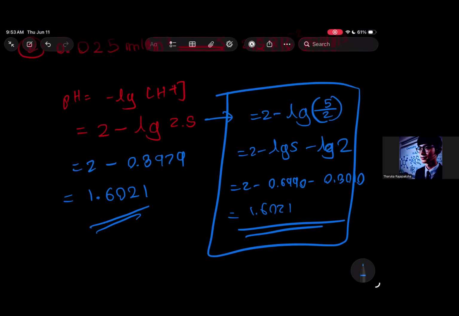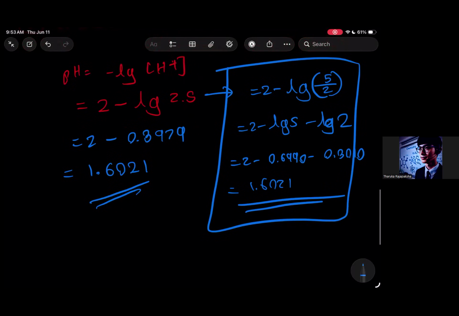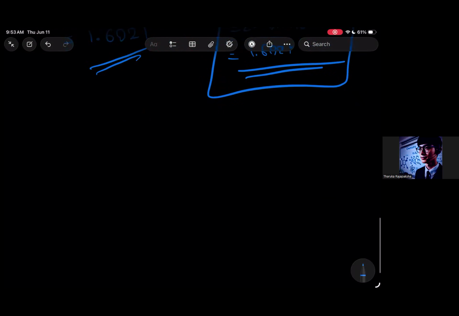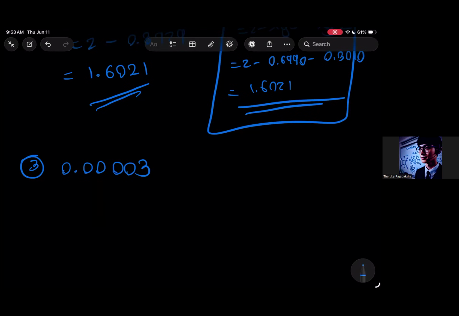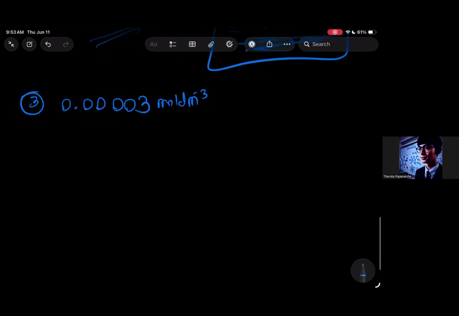It's good to know. So let's look at another example where we have to convert a value like this. Let's say the third one, 0.00003 mole per cubic decimeter. First of all, we have to convert it to scientific notation. So 3 into 10 to the power 1, 2, 3, 4, 5, 10 to the power minus 5, right? 3 × 10 to the minus 5 is the value.